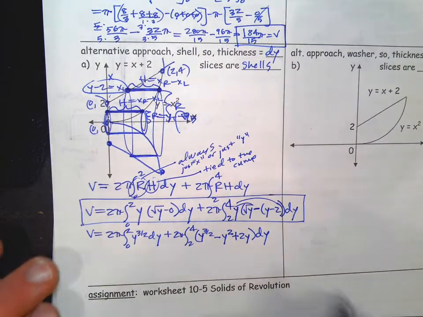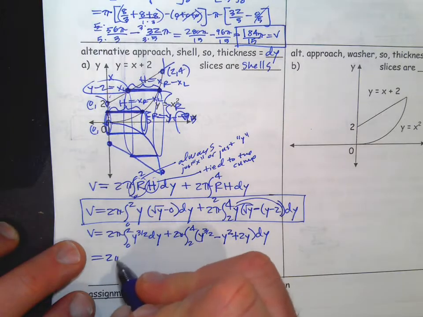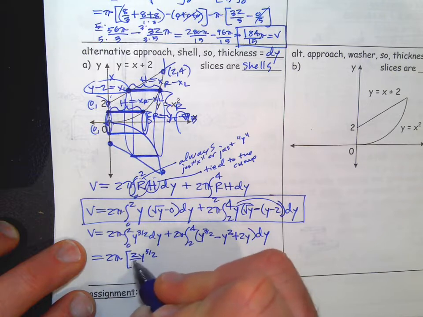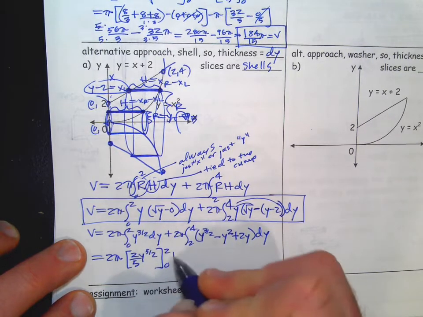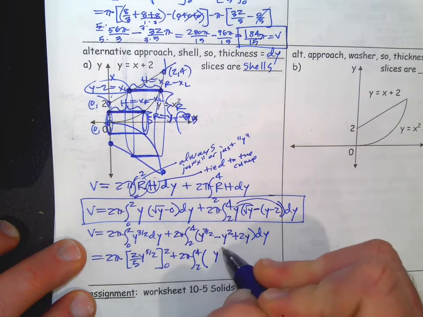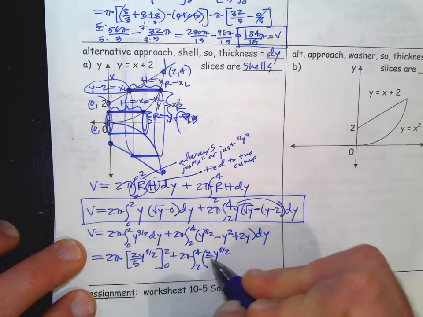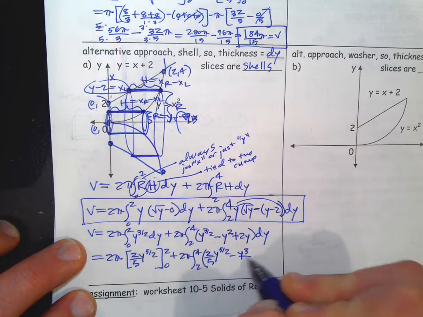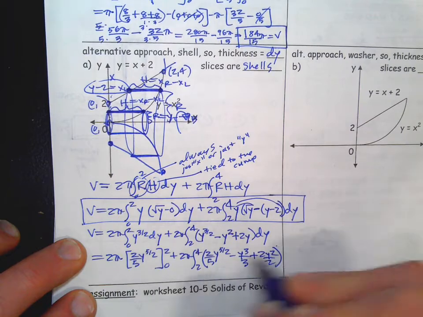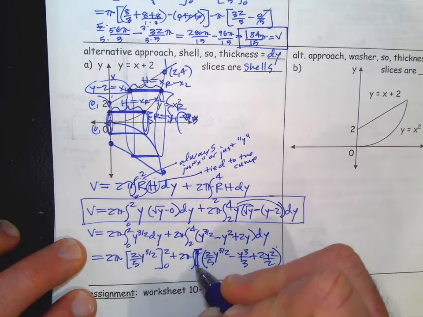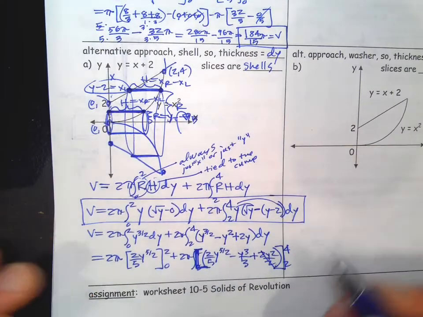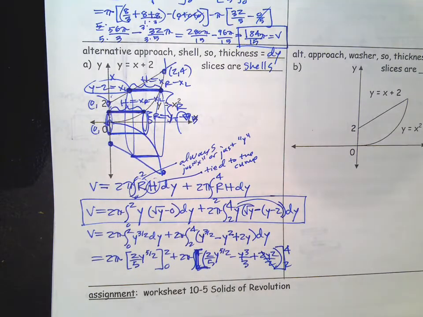And then if we were to do it by hand, I'm not going to finish the work, but I'll just start it. You would go y to the 5/2, bump it up 1, divide by the new exponent, minus y cubed over 3, plus 2y squared over 2. And then you would keep going. You'd plug it in, or you could do it on your calculator.